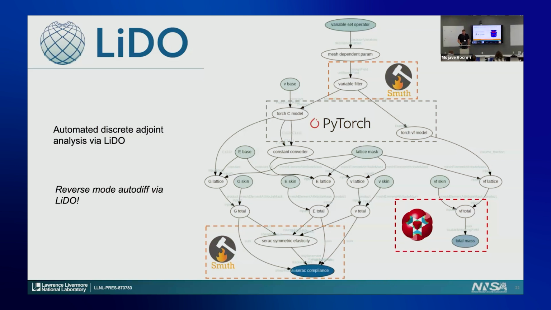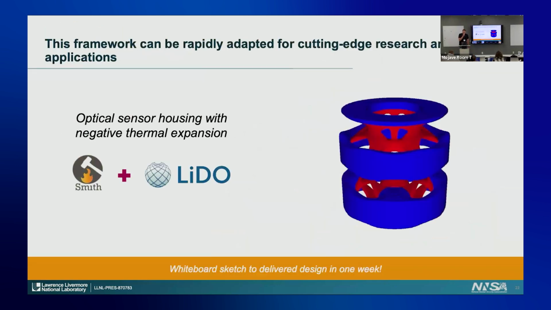And this has been used successfully to get, in some cases, pretty quick turnaround times. This is an example of a negative thermal expansion problem where, it was basically a concept brought to the team, and within a week they were able to get a prototype design which was able to achieve the design objectives.